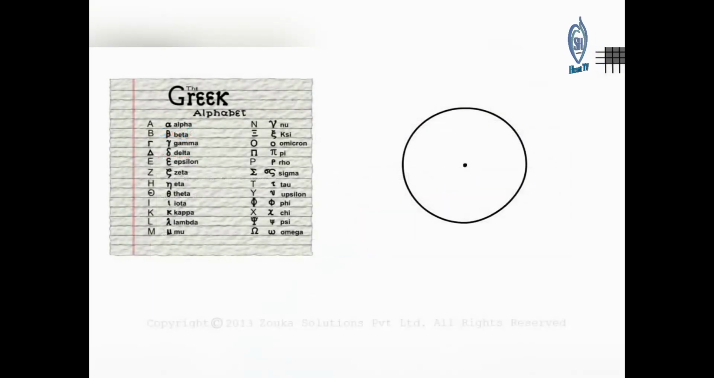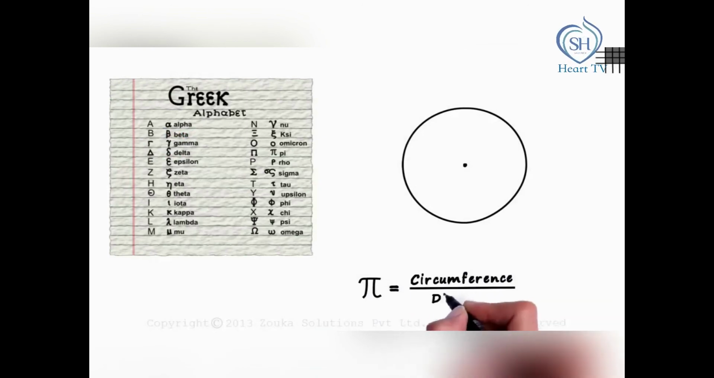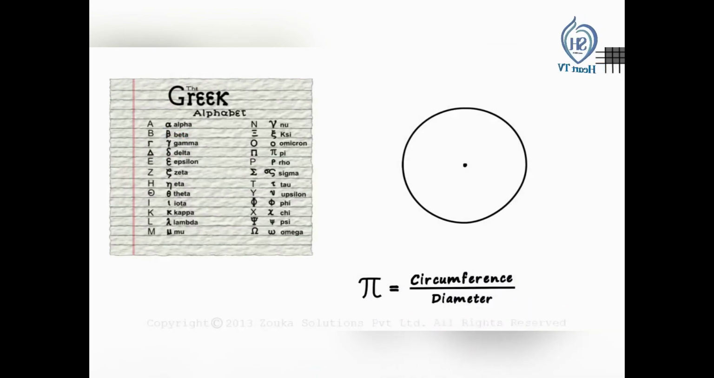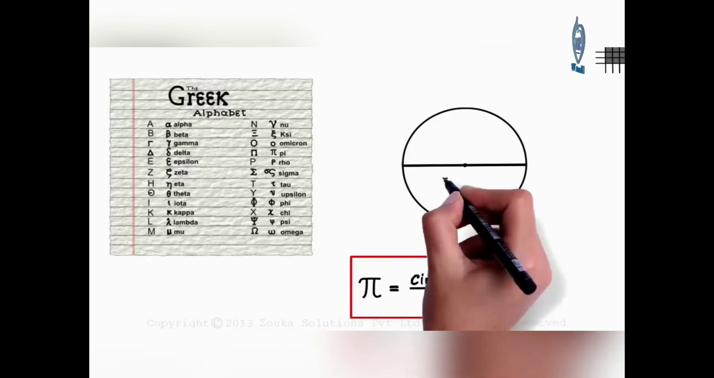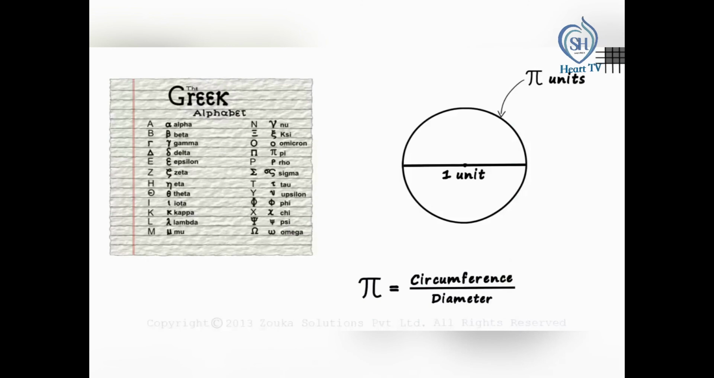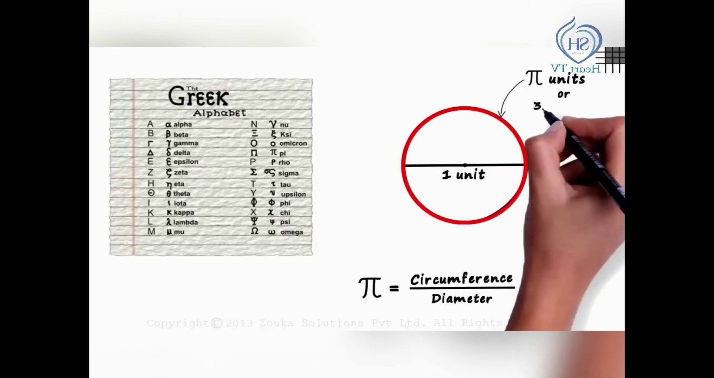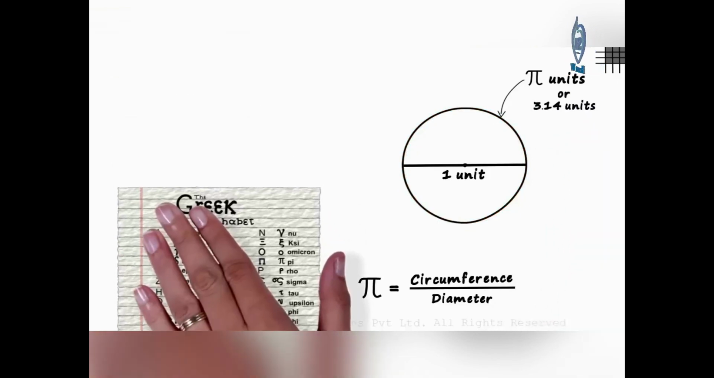Anyway, don't forget the important point. Pi is the circumference of the circle divided by its diameter. So it is the ratio of the circumference to diameter. Based on the formula, if the diameter of the circle is 1 unit, then its circumference will be equal to pi units. If we have a circle like this, the diameter equal to 1 unit, then the length of this boundary will be pi, approximately 3.14 units.